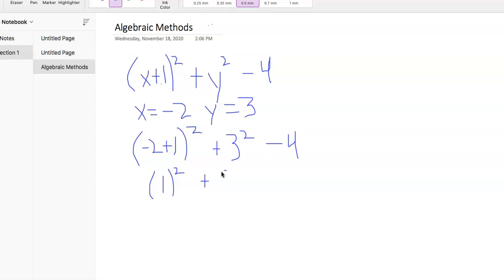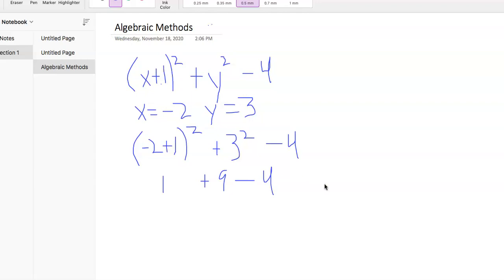3 squared is 9. And still just saying subtract 4. Okay. So parentheses first, exponents. So really, just erase this. So 1 squared just becomes 1, right?